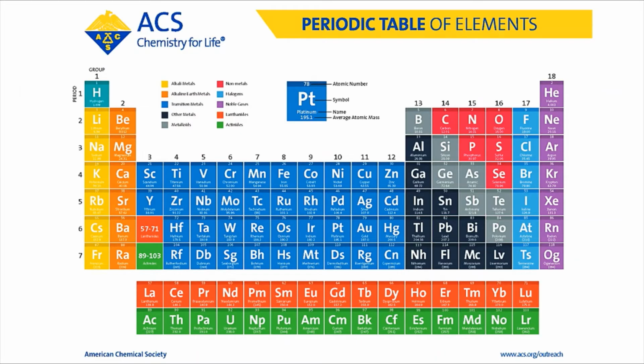The table organizes all known elements in the increasing order of atomic number. As you all know, atomic number is the number of protons in the nucleus.